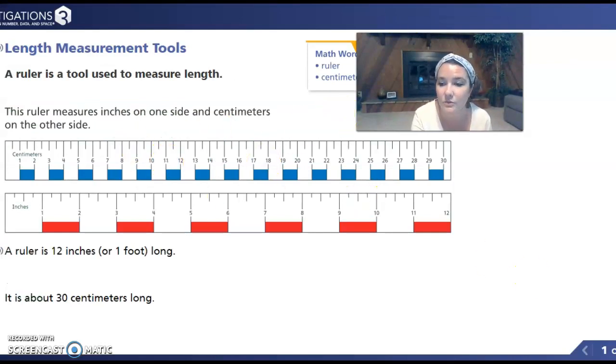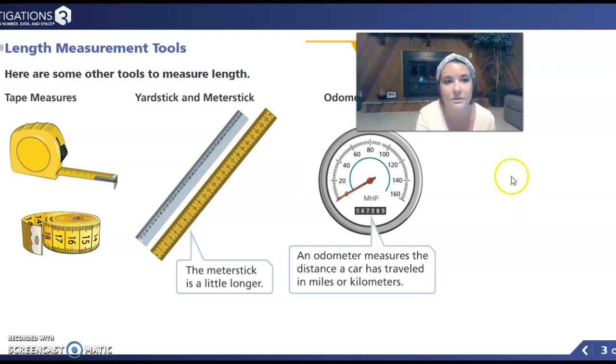We'll come back to this tool, which I'm sure we all have used, but here are some tools that measure length. You've probably seen the tools tape measures, yardsticks and meter sticks, odometer. An odometer measures the distance a car has traveled, so it's measuring how far something can travel. Yardstick and meter stick. The meter stick is a little bit longer, and we'll talk about why in just a few moments. And then a tape measure as well, kind of like a rolled up ruler.